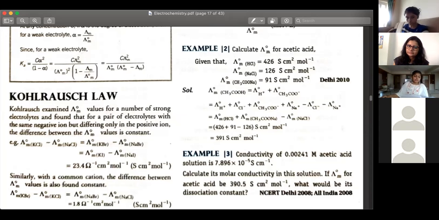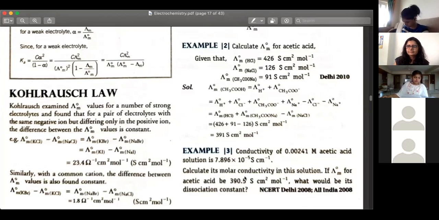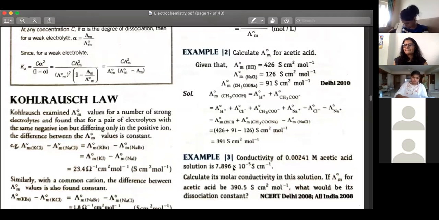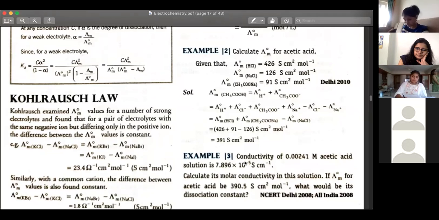Then the degree of dissociation will be molar conductivity upon lambda naught m, so 32.77 by 390.5, which is equal to 8.4 into 10 raised to minus 2. Is that what you got? Yes, that is correct. Now K is C alpha square by 1 minus alpha. C is 0.00241 into 8.4 into 10 raised to minus 2, the whole square, by 1 minus 0.084. That gives 1.86 into 10 raised to minus 5.